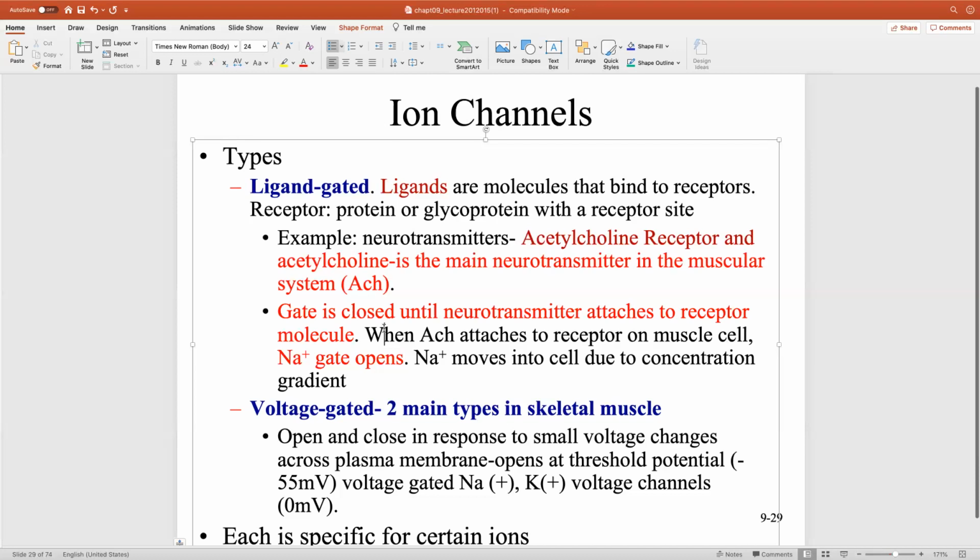These ligand-gated channels, they're usually the starting point of how we will have a muscle contraction. So just keep that in mind right now, what it is, right? We'll go into a little bit more detail specifically about acetylcholine receptors in a second.